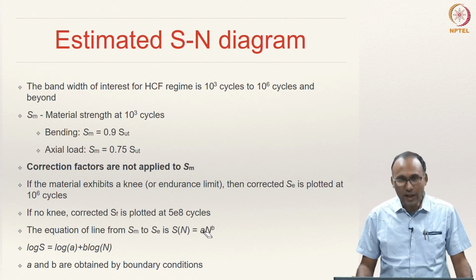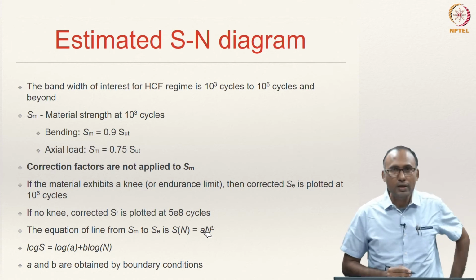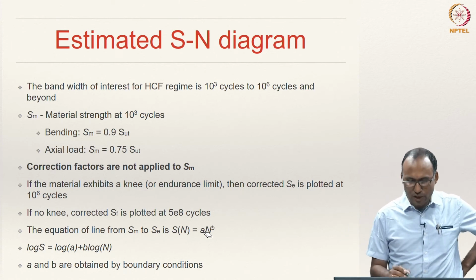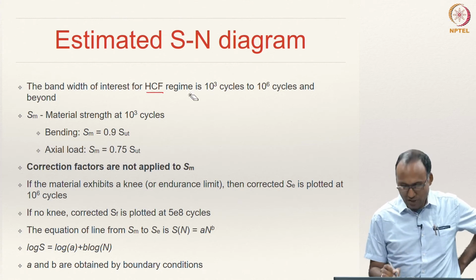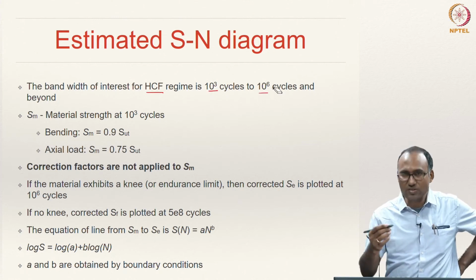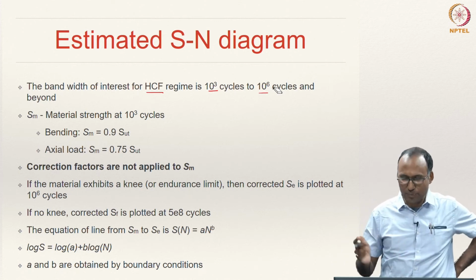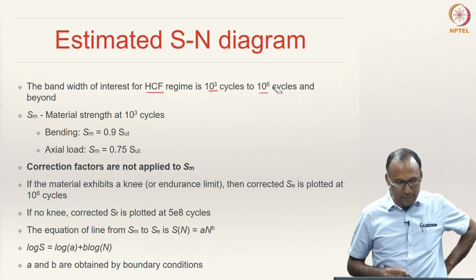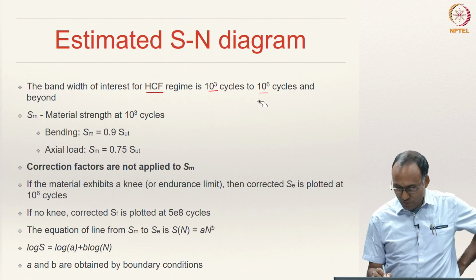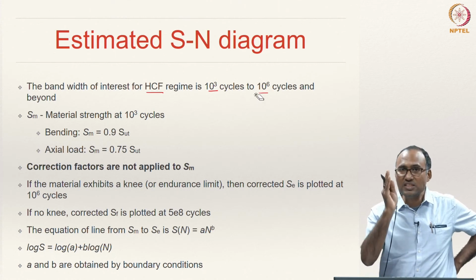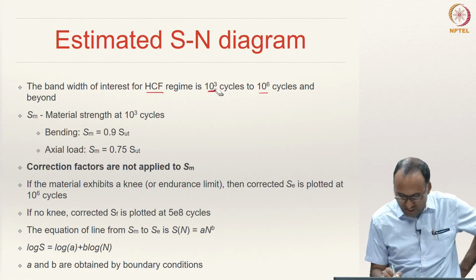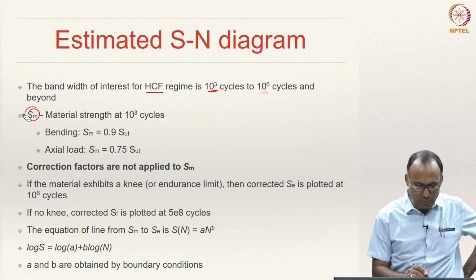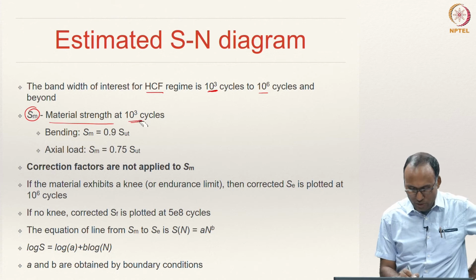Okay? And when we are talking about the SN diagram, we are actually talking about the HCF regime, which is known to be active between 10 power 3 and 10 power 6 cycles, primarily for steels, and for other materials is beyond 10 power 6 cycles. Then what is this SM, right? That means the stress amplitude corresponding to 10 power 3 cycles is denoted by SM, which is nothing but the material strength at 10 power 3 cycles.